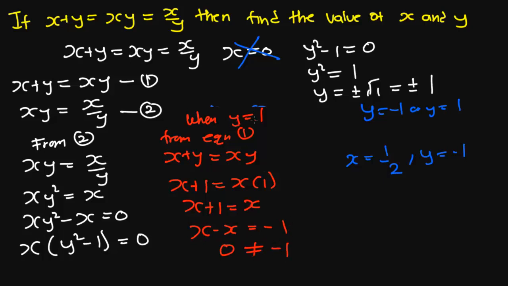And so y is equal to 1 is not an answer, and hence x is equal to half and y is equal to negative 1 are the values of x and y that can satisfy this equation.